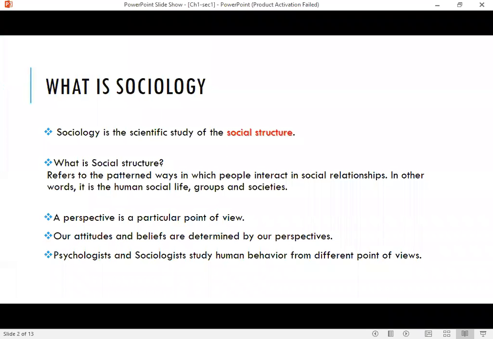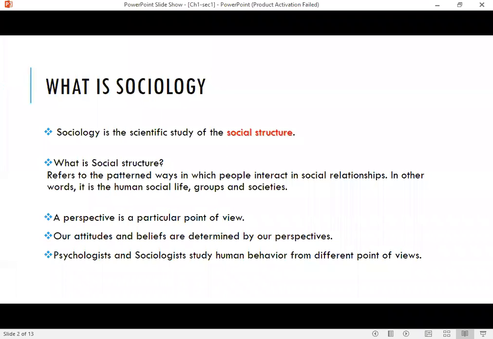Now, last year you took psychology. Psychology was mainly concerned with what? Grade 12. The study of human behavior. We were concentrating on human behavior. Reasons. Why did people act in a certain way?